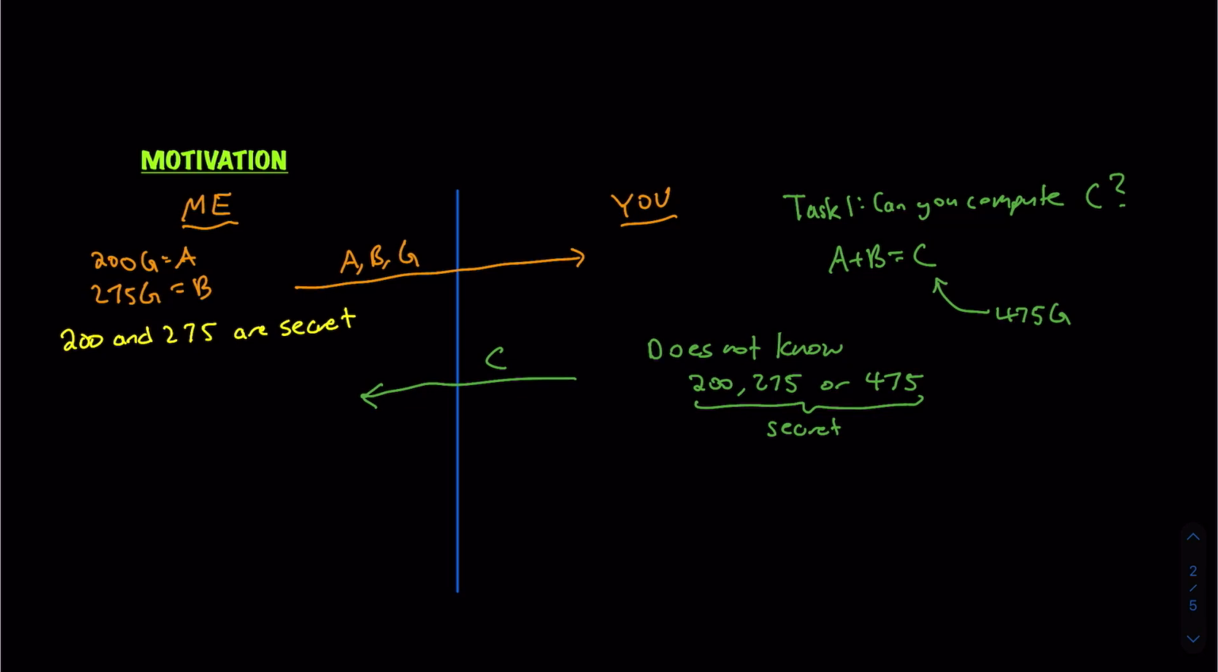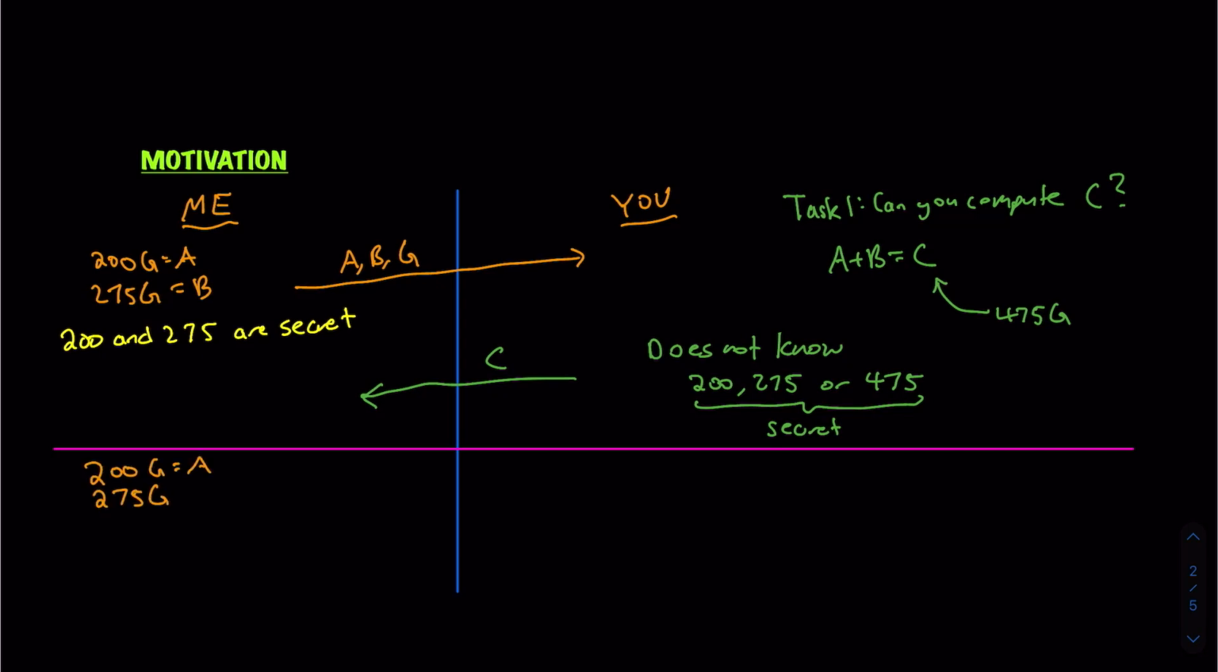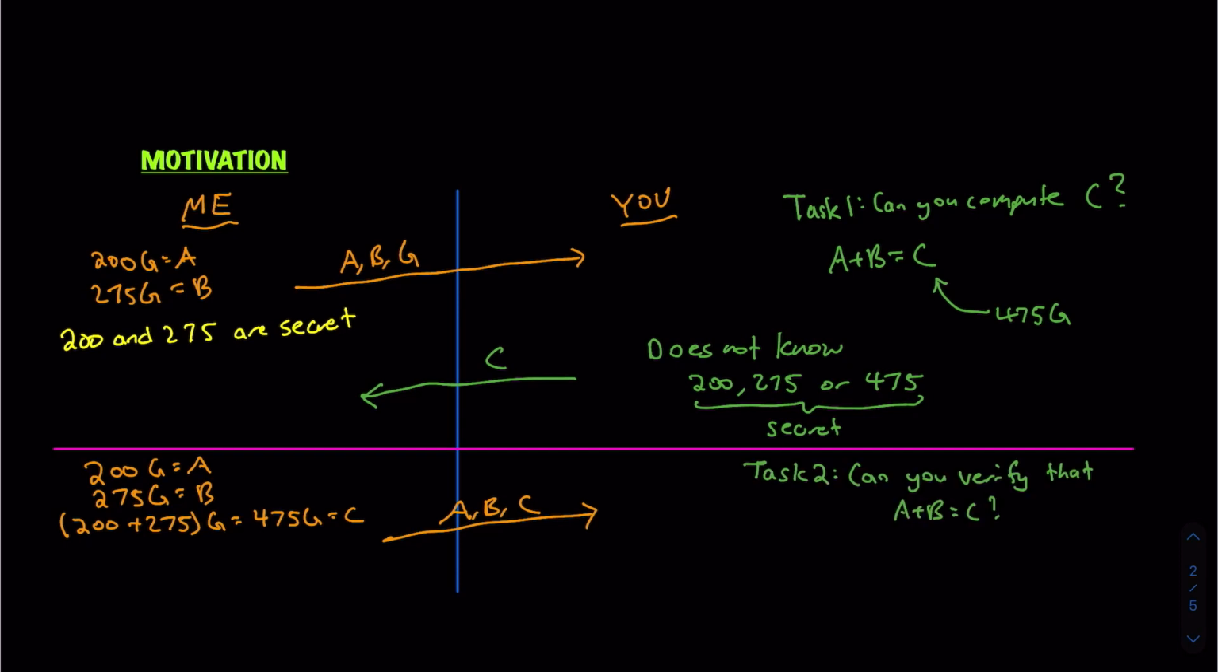Furthermore, another thing that I can do is I can compute A, B, and C on my own. Because remember, I know the secret values. And then I give you A, B, and C, and you don't know the secret values, but you can check that indeed A plus B equals C. You can check math and verify for yourself that this equation holds without even knowing the underlying values. This is the second use case. Hopefully this amazes you like it did me.